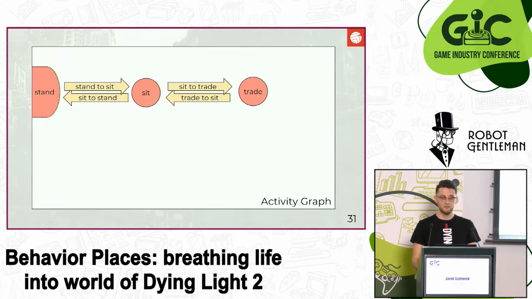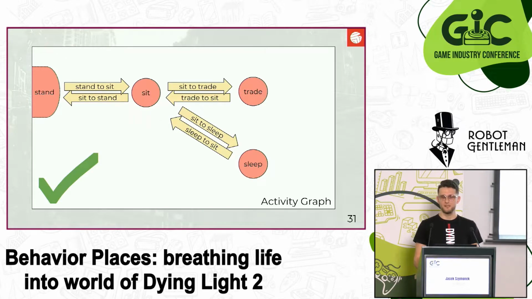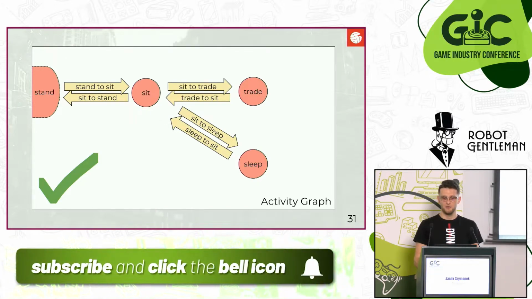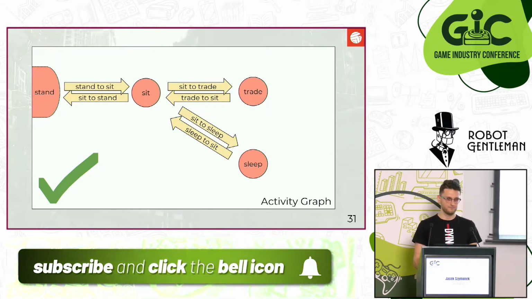With the activity graph, we can extend the previous configuration with the new activity, sleep, and by adding the proper transitions. This type of graph is also much more constrained than the animation graph. For our purpose, behavior places, animation graphs had too many moving parts, and so activity graphs became easier to create and maintain. It's also much easier to validate and analyze the structure, which also became crucial for us, but we'll come back to that later.